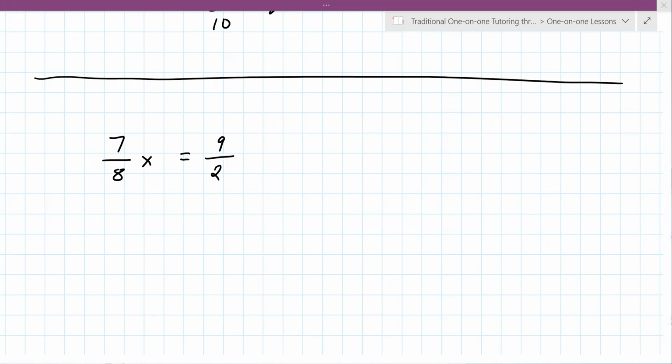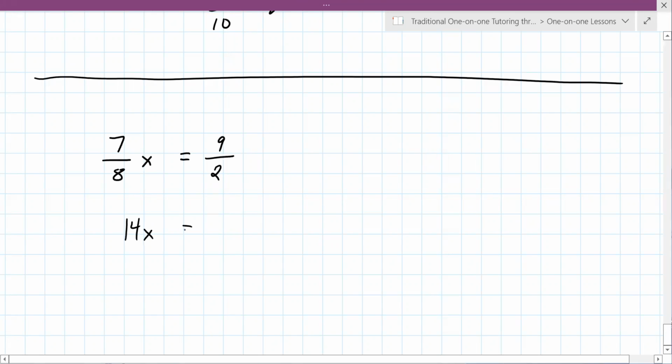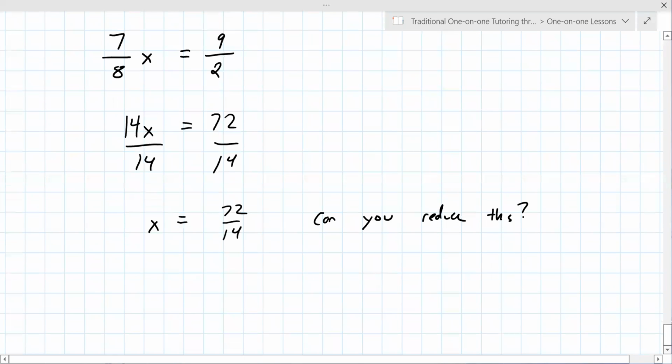All right. But what I know is that it is 72 over 14. Yeah, so when you divide by 14, you get, like you just said, 72 over 14. But the question is, can you reduce this? Is there a number that goes into both the top and the bottom? 2. So you should divide and that's 36 over 7. And nothing goes into 36 and 7. That's right. Okay. So let's try one more here and make sure you reduce the final step.